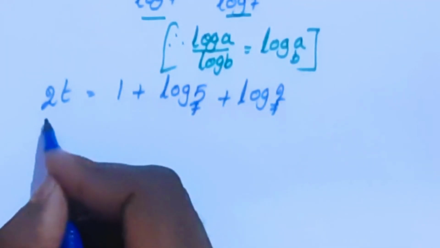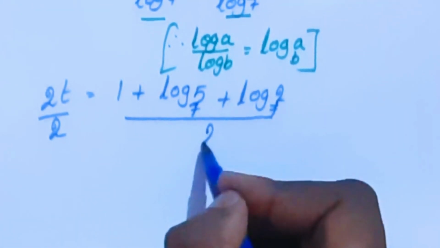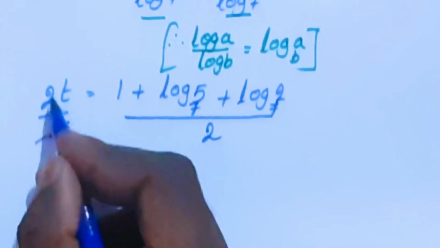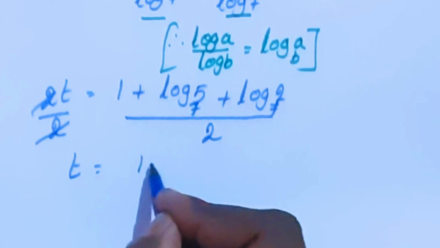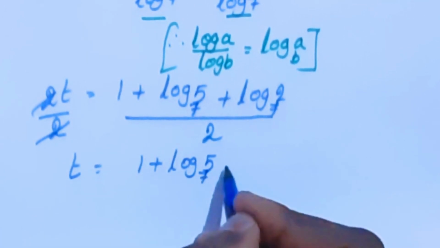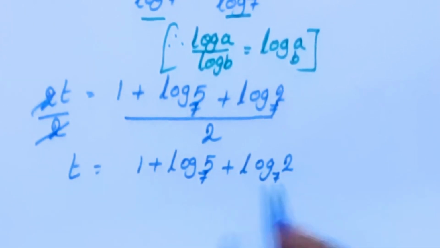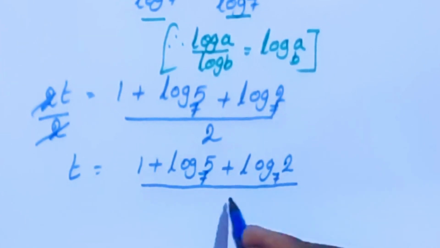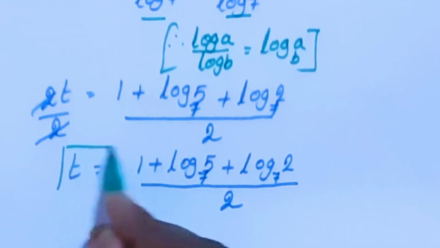Now we are going to divide by 2 on both sides. So here 2, here 2. Now this 2 cancels this. So we have t equals (1 plus log 5 base 7 plus log 2 base 7) whole divided by 2. This is the t value.